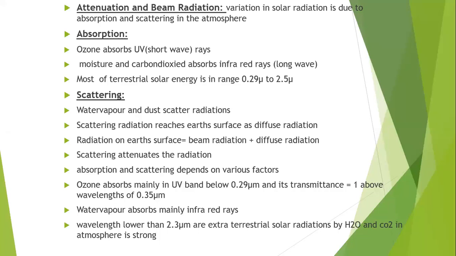Time means day, month, year, and the local weather will also be a dependency. First we will see how the ozone absorbs mainly the UV band. We know that ozone absorbs mainly the ultraviolet rays. It absorbs almost completely the short wave radiations. What are the short wave radiations called? We are calling the short wave radiations ultraviolet radiations. These are absorbed by the ozone layer, which is located on the top of the Earth's atmosphere.